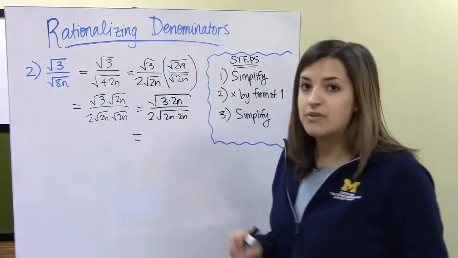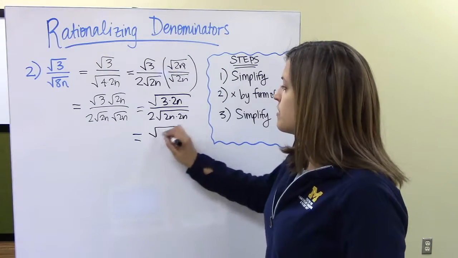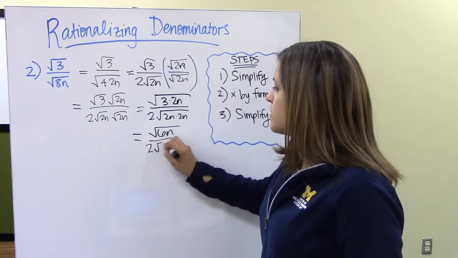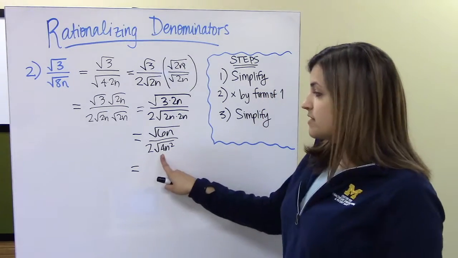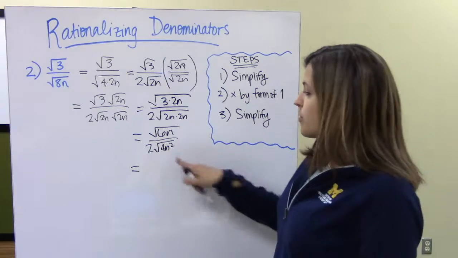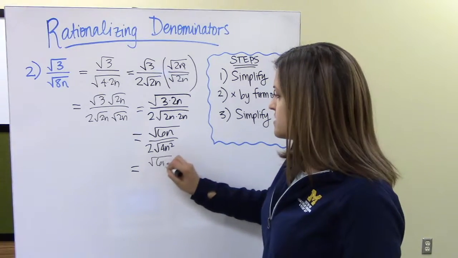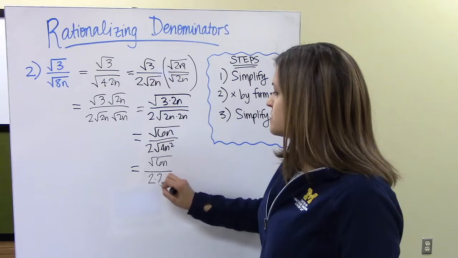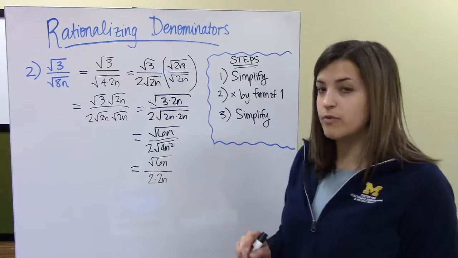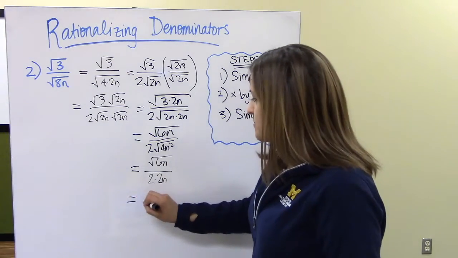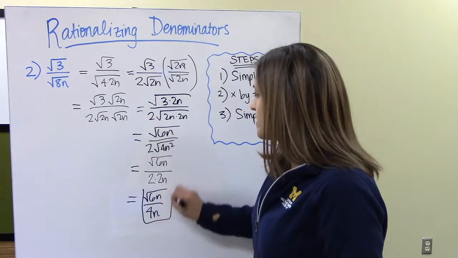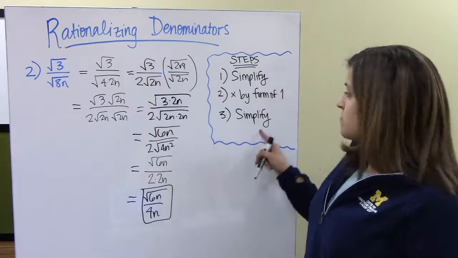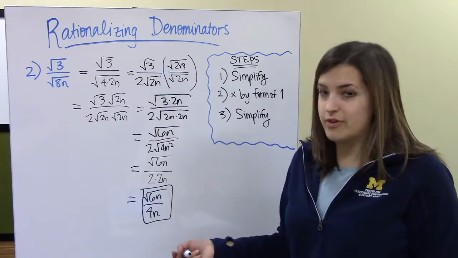And I can rewrite this again when I multiply things out, so I'll get the square root of 6n over 2 square root of 4n squared. Now the bottom, I can use this as a perfect square. So 4n squared, I'm going to get the square root of 6n over 2 times 2n. That's the square root of 4n squared. So finally, let's see what we got here. Square root of 6n over 4n when I multiply things. And if I follow step 3 and simplify again, it can't simplify any further. So this is my final answer.